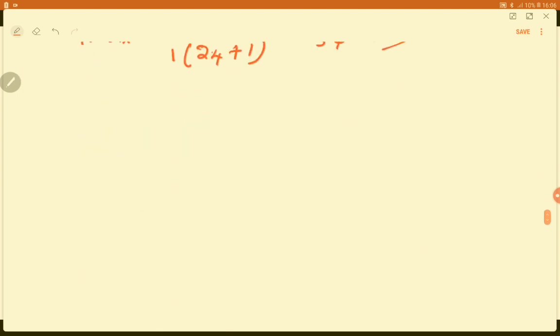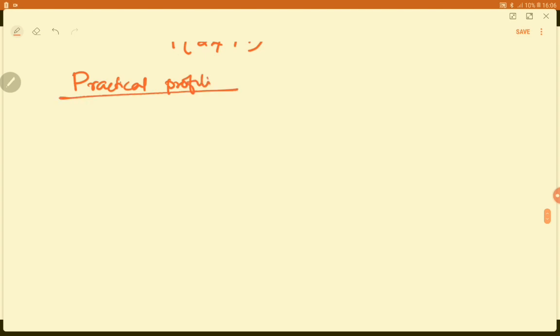Now we will see, hope you understood what an elementary profile is, and what high and low gravity dams are. Now we will see the profile of a dam in a practical profile. Practical profile of a gravity dam. Now what is a practical profile?